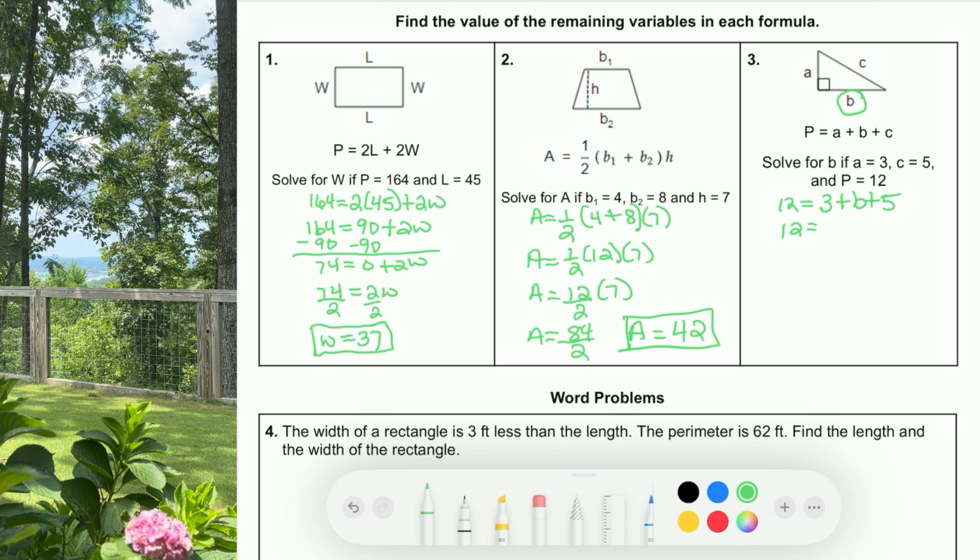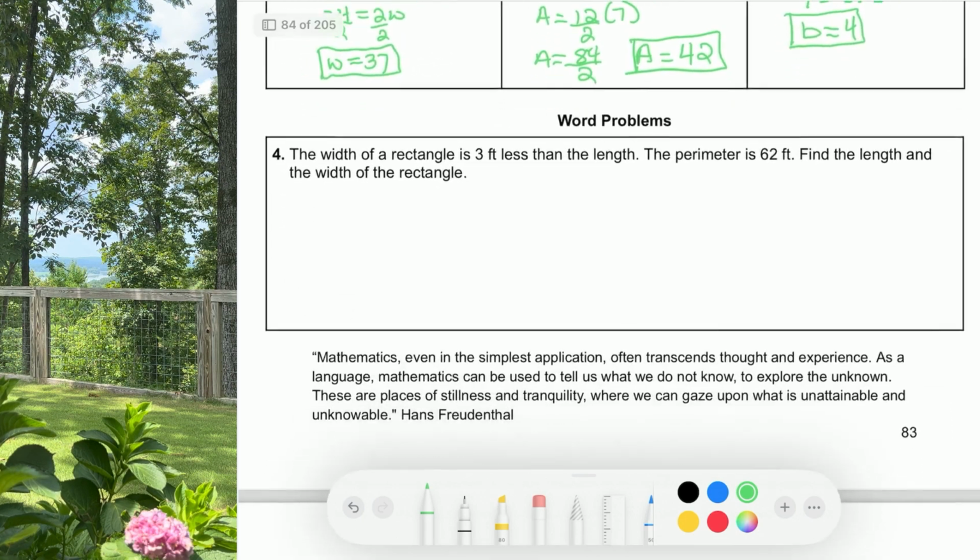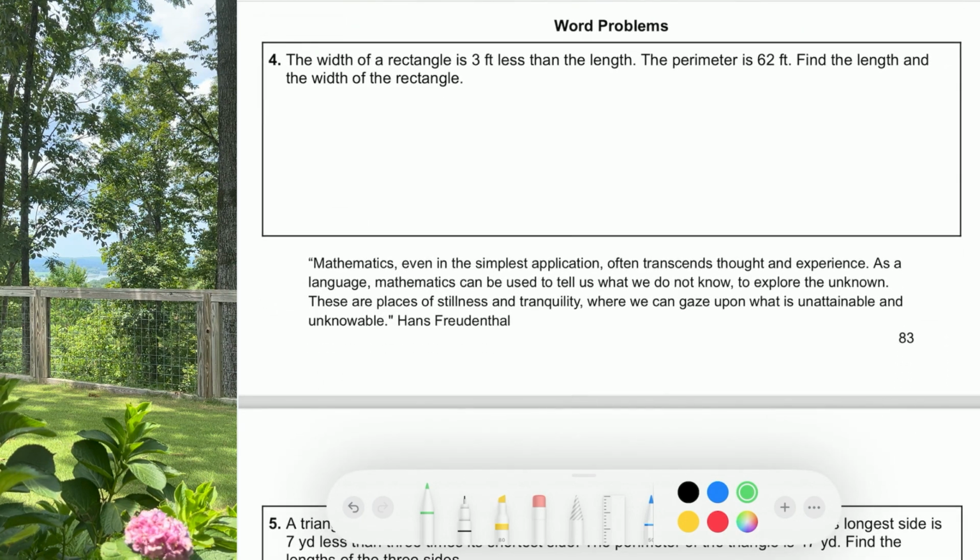Combine the 3 and the 5. We get 8 plus B. Subtract 8 from both sides. We end up with 4 equals 0 plus B. So B equals 4. Okay, now let's look at some word problems.